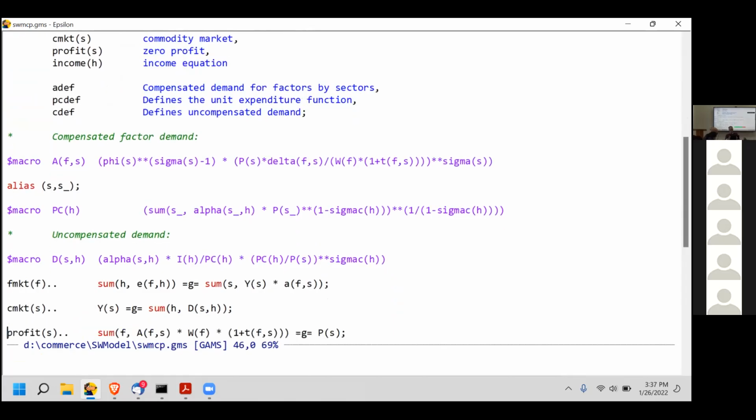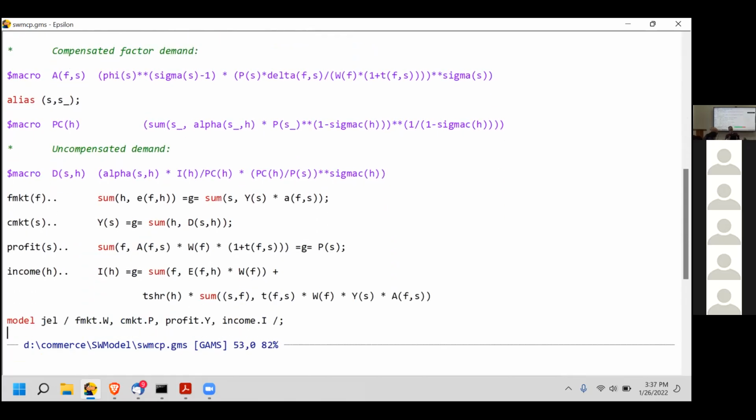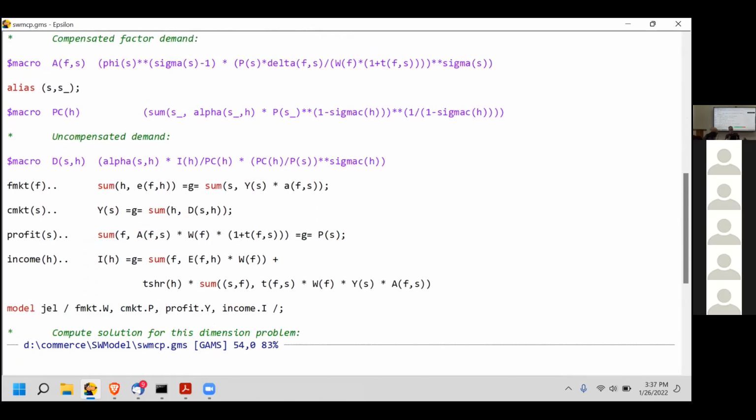So I've declared the macros, and I've written down, let's just look at the market. We have market clearance, zero profit, and income balance. Market clearance says that the total endowment of factor F, summing across all the households of their endowments, is equal to the total demand. And the demand for F in sector S is the activity level of S, which is Y of S, times A of F comma S. So A is the compensated demand.